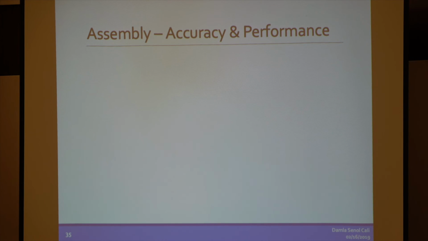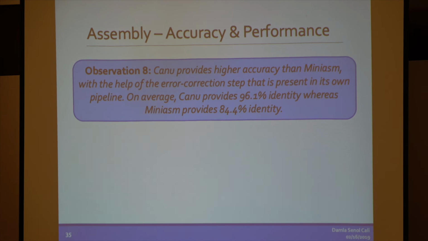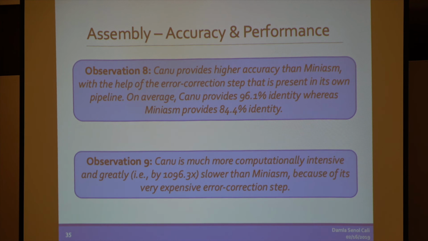So Miniasm, by lowering computational cost, directly depends on the accuracy of the uncorrected reads, whereas Canu, with the help of error correction, finds the overlaps and constructs the draft assembly with the corrected reads. So this ends up with Canu having higher accuracy than Miniasm. For example, Canu on average has around 96% accuracy, whereas Miniasm provides only 84% identity. But it comes with a cost, and Canu is greatly slower than Miniasm, like 1000x slower.